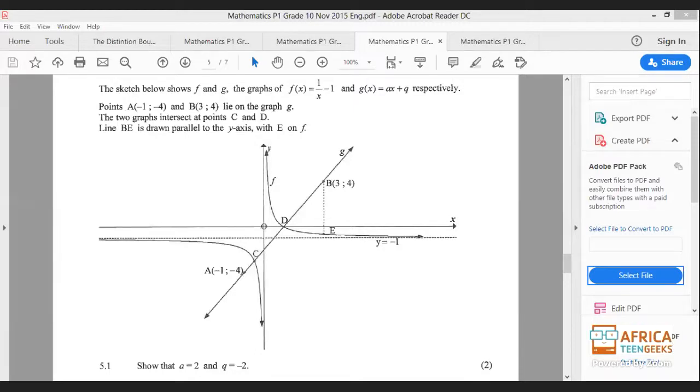Someone is asking, can it also be negative 4 divided by negative 1 and negative 3? Yes, that's perfect, Zelne. Who wants to explain to us the value of Q? Ontatile has already calculated for us the value of A and we got 2. Who wants to explain to us the value of Q?